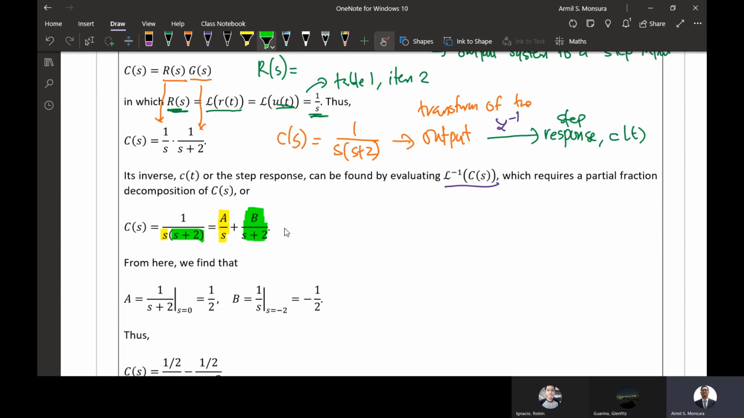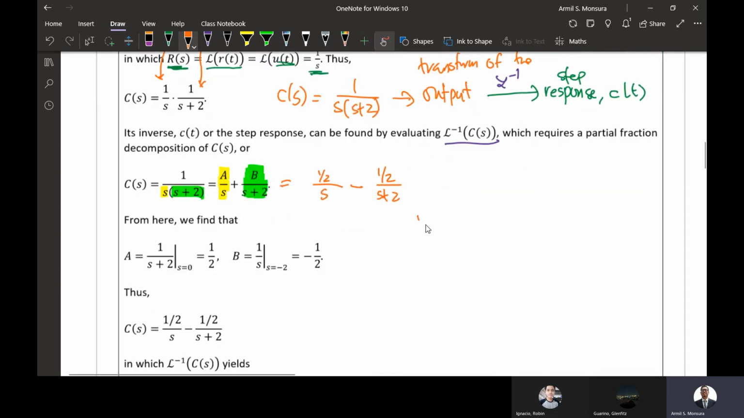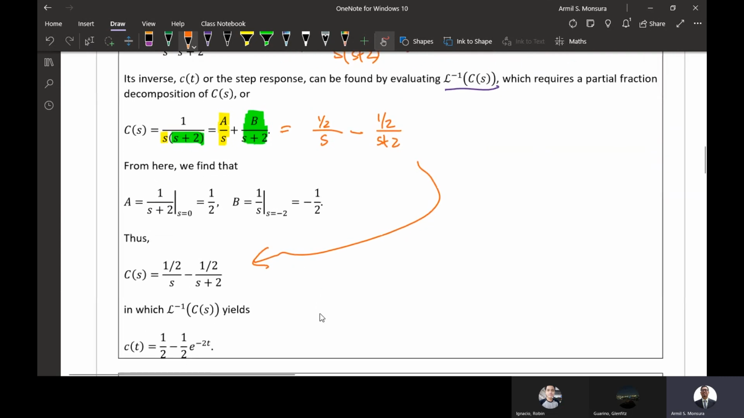So now we can write this. Okay? We can write now your C of S as 1/2 over S minus 1/2 over S plus 2. So now, the inverse of this is obtained by, let's set aside the 1/2 first. Set aside the 1/2. Then get the inverse of 1 over S. The inverse of 1 over S is simply 1. Check it in table 1.